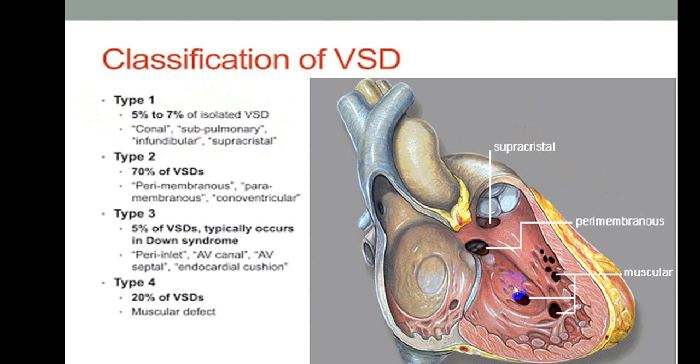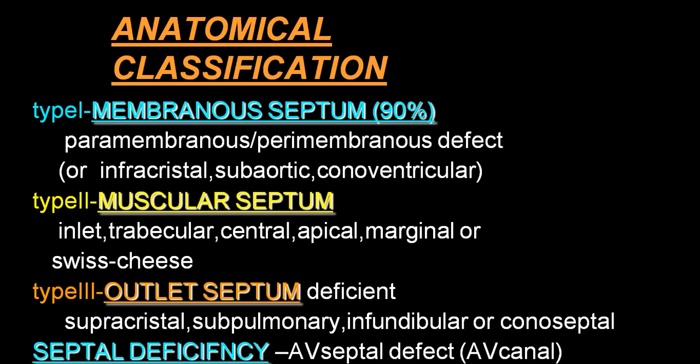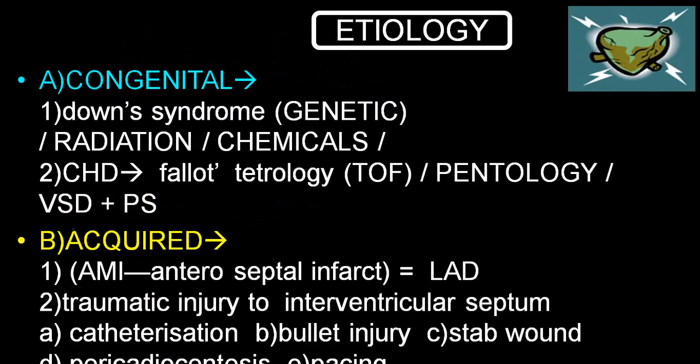Then you come across perimembranous and muscular variety. And if it is because of an endocardial cushion defect, that is called peri-inlet or AV canal or AV septum, atrioventricular septum. The majority are membranous variety, which you come across in 80% of the groups, and muscular is second common, accounting for 5 to 20%. Supracrystal is close to the infundibulum. Same as mentioned before, membranous is most common.